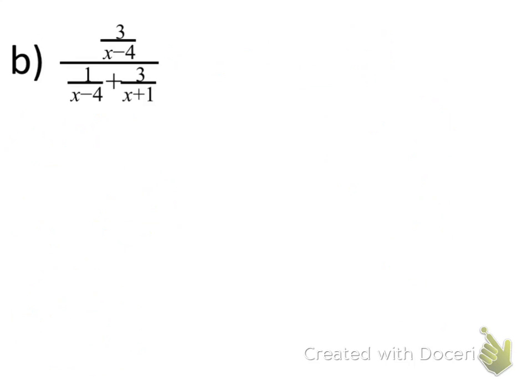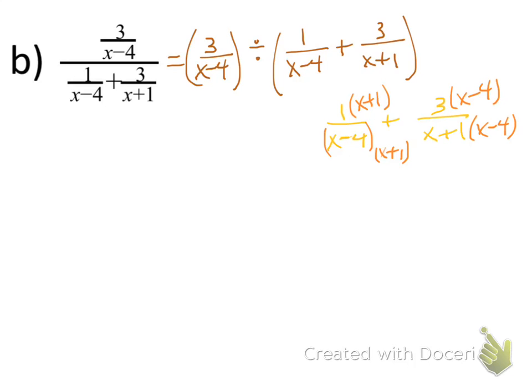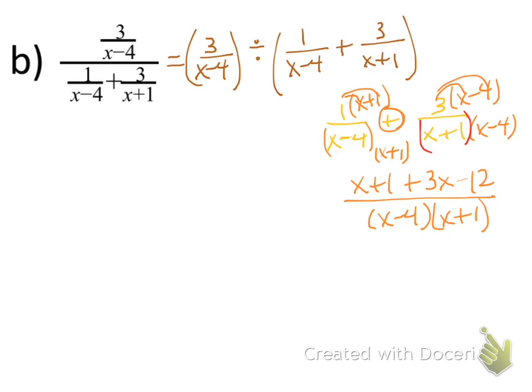And let's take a look at one more. Let's first write this as a division problem. And now let's do a little sidebar and rewrite these two fractions that are being added together as one fraction. Again, the first fraction needs an x plus 1 on the numerator and denominator, and the second one needs an x minus 4. Distributing on the first one, we get x plus 1 plus 3x minus 12 all over that common denominator.